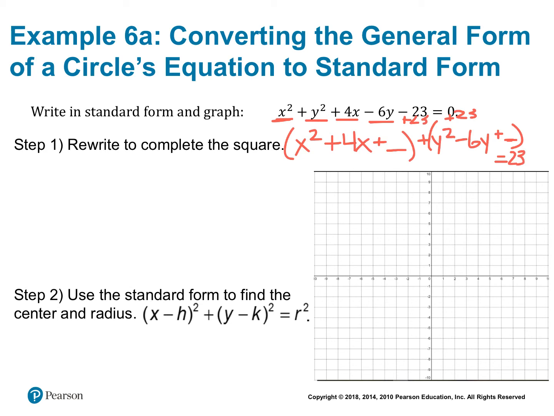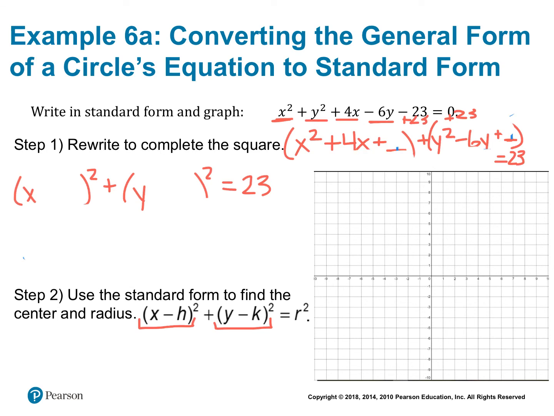Okay, so our goal is to try to figure out these missing blanks. And remember, we're trying to get this form. So we're trying to make two binomials that are perfect squares, and that's going to equal some radius. So we know right now we have a 23 over there, which is not a perfect square, so we're going to see if we can make it one. So let's think of how we could make this a perfect square.